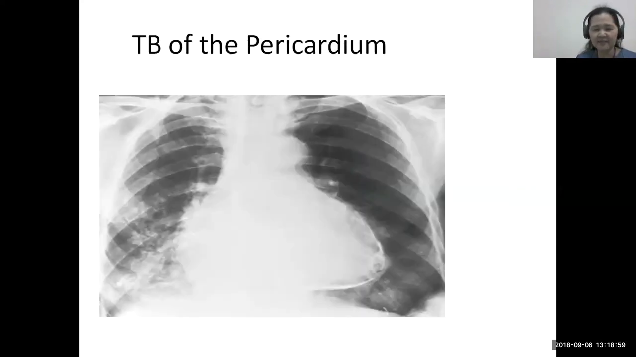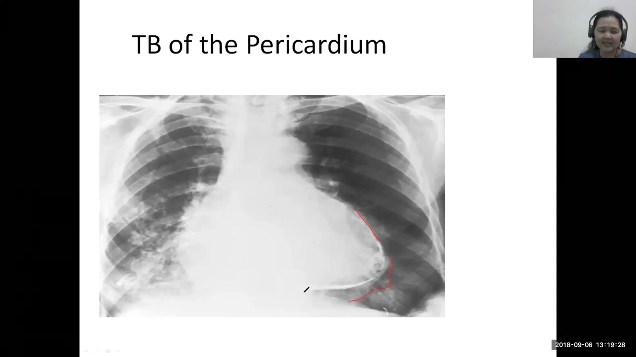Ito naman, sometimes ang presentation niya ay shortness of breath. Okay. So, kala mo may pneumonia, pero parang walang pneumonia, pero actually, meron palang TB of the pericardium. We know that there is probable pericardial involvement kasi may calcification, no? Yung shadow ng X-ray ng heart, which is the pericardium or pericardial sac, has calcification. Yan. Okay. Next. So, next please.